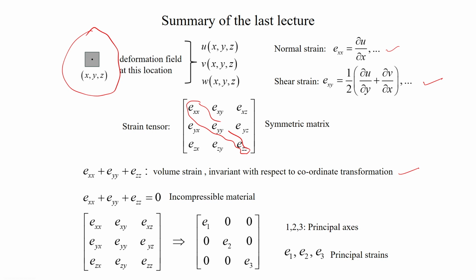We also know that the trace of a matrix is invariant with respect to coordinate transformation. Since it is a volume strain, E_xx plus E_yy plus E_zz is equal to 0 for an incompressible material. We also showed that the strain tensor can be transformed to obtain the principal strains or principal directions 1, 2, 3, which are the eigenvalues and eigen directions, and we can define E_1, E_2 and E_3 as the principal strains.